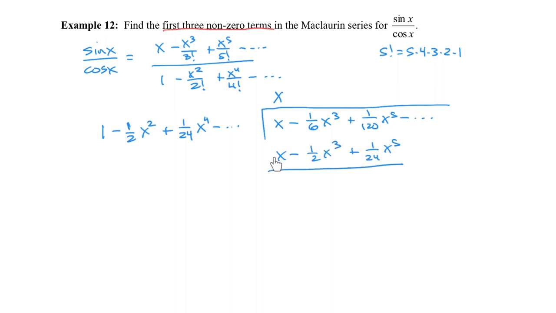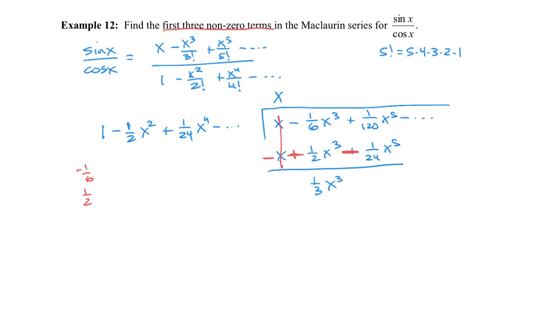You subtract all of these, so basically all the signs change. This becomes a negative, this becomes a positive, this becomes a negative, because we subtract. So that goes. And now we've got negative 1/6 plus 1/2. Well, this is 3/6, right? So negative 1/6 plus 3/6 is 2/6, or 1/3. So we get 1/3 x cubed, and that's positive.